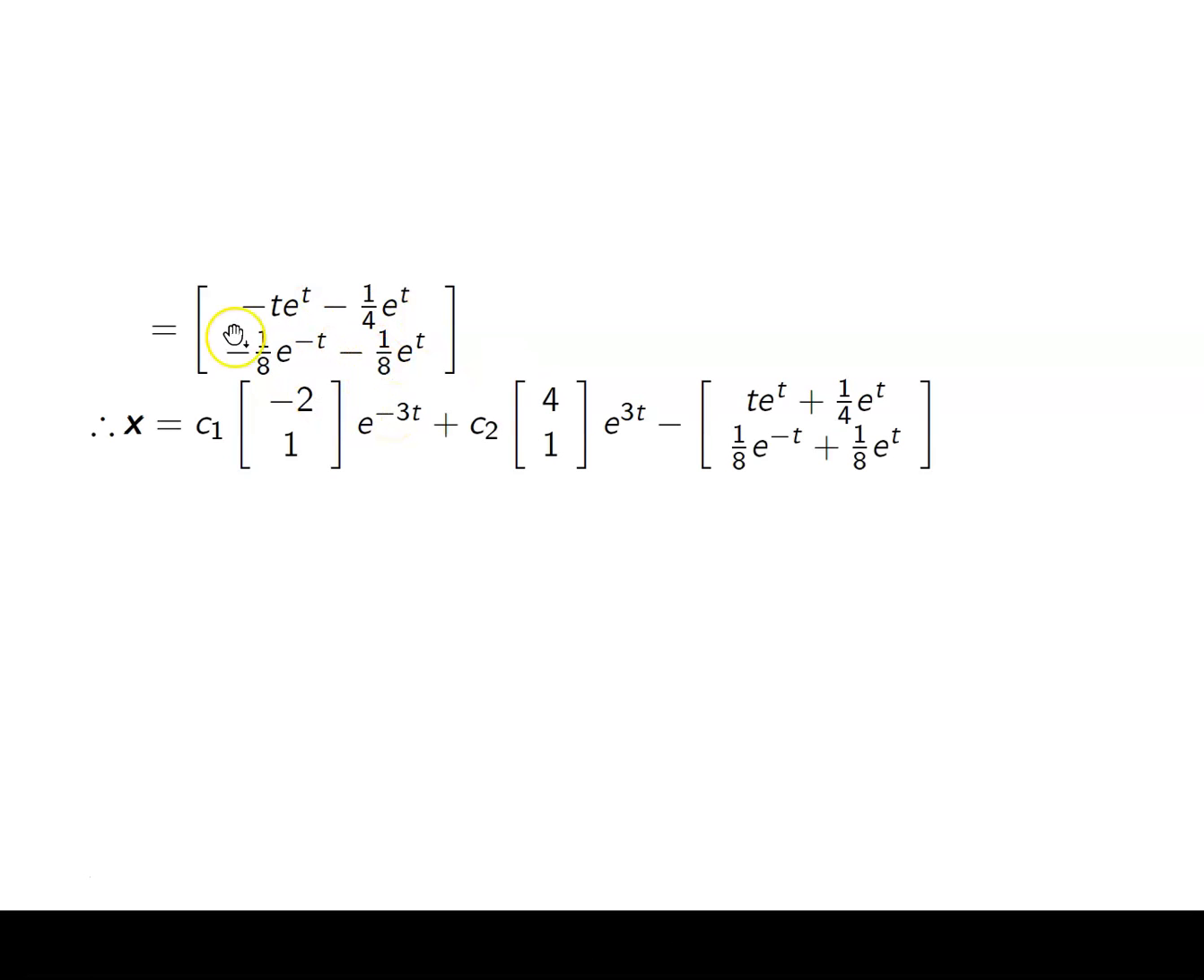When I put everything together, remember this is my x of t. I get my generalized solution minus this particular solution vector. And that's my answer. So the generalized homogeneous solution, and the particular vector solution. I put a minus here because everything here is minus, so I just factored it out.